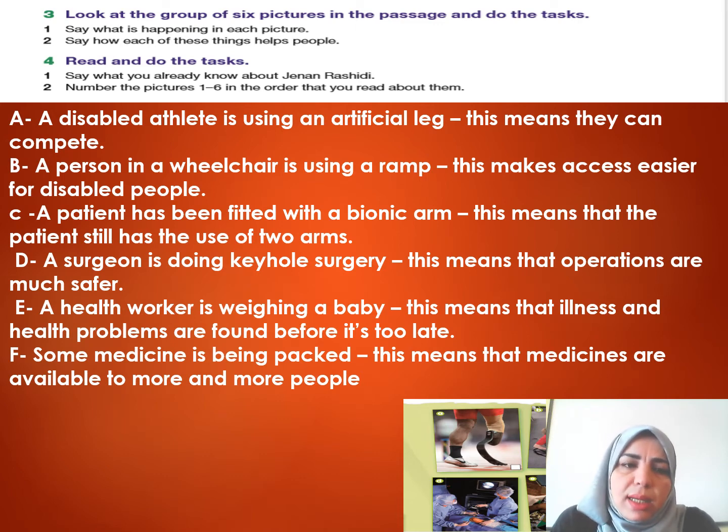Okay, now let's answer activity 4. Read the text and say what you already know about Jinan Rashidi, and number the pictures from 1 to 6 in the order that you read about them. Okay, now I want you to read the passage quickly and try to answer activity 4. You have 5 minutes.